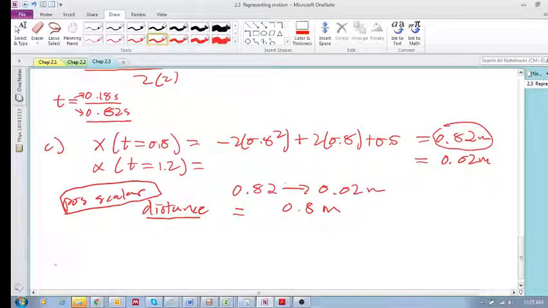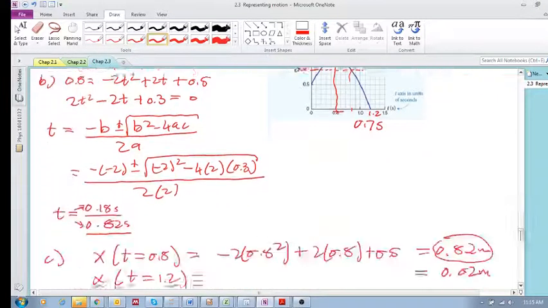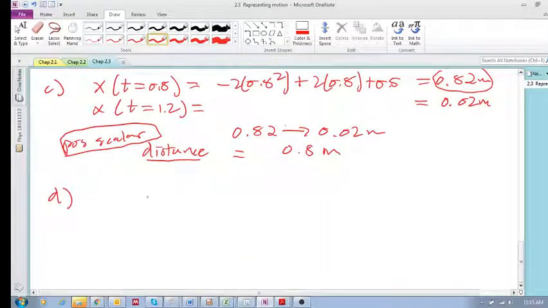Okay. Then D, what was D? D asks how long did it take for the object to move from position at 1 meter to the origin, x equals 0? So how long did it take to move from there down to there, back to there? Our estimate was from 0.5 to roughly 1.2, and it was 0.7 seconds if you recall.